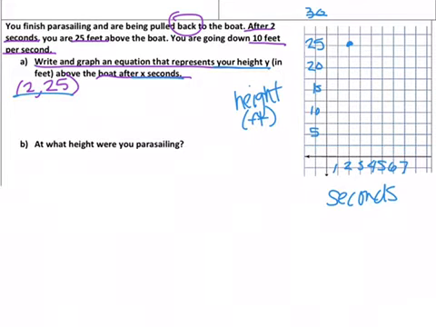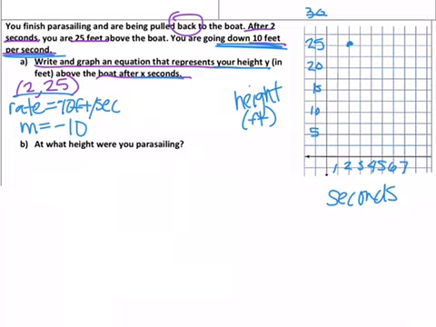Now it also says we're being pulled down 10 feet per second. That is a rate, okay? So our rate is going to be negative 10 feet per second, and it's negative because we're going down, all right? Now that's also our slope. Our slope is negative 10. Okay, so now let's get into what we were learning about.